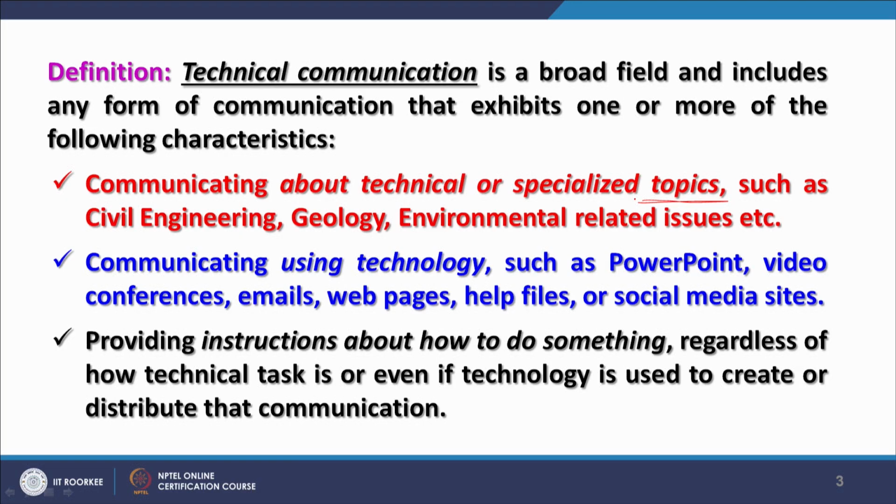So instructions have to be good regardless of how technical the task is, or even what technology is used to create or distribute that communication. Sometimes if somebody is working in industry and has to write a manual or help files, then these instructions have to be very nicely written. When we say nicely written, that means they should be precise and easily comprehensible.